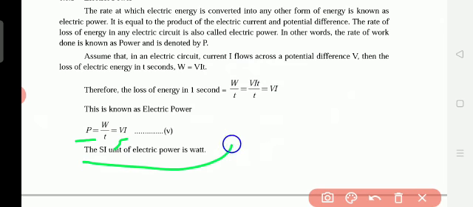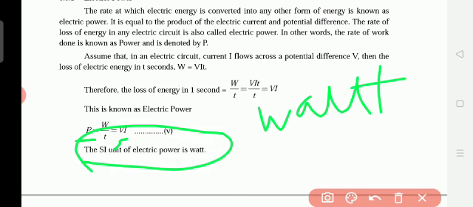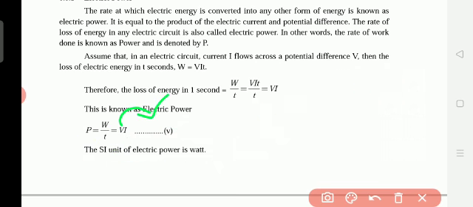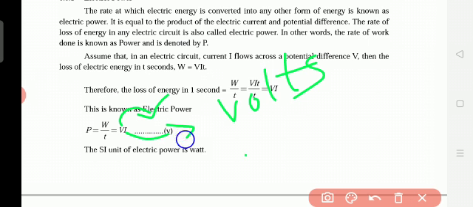The SI unit of the electric power is what? Watts. And what is V? The potential difference, SI unit volt. Here V is the volt, I is the current. So power means volt into current, potential difference into current. So the SI unit of power is what? Watts.